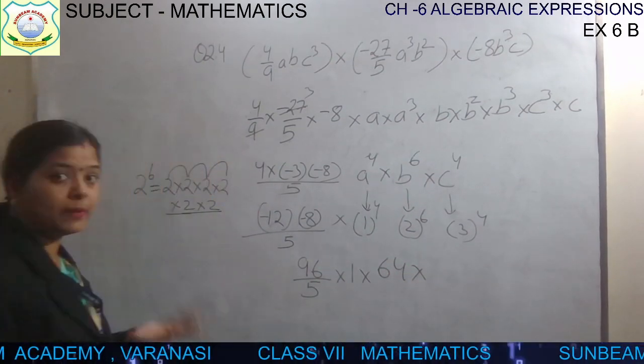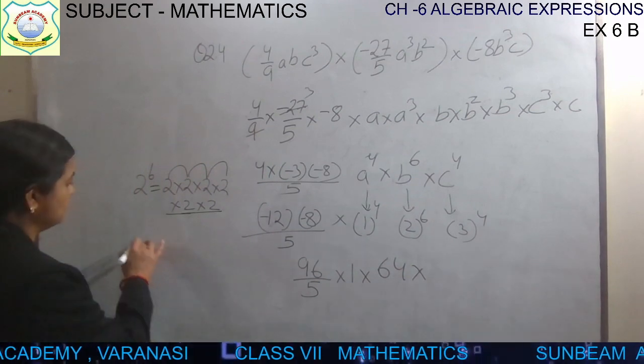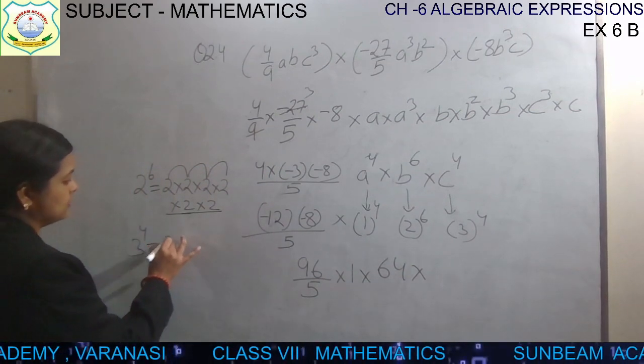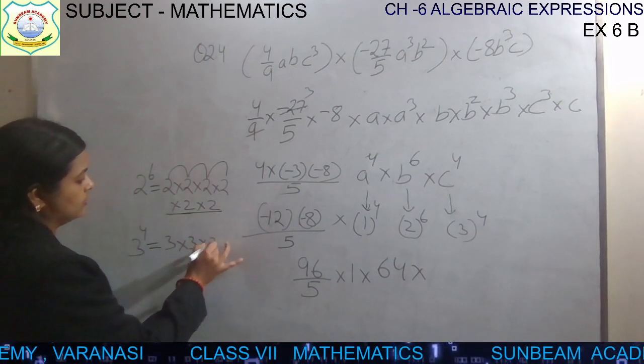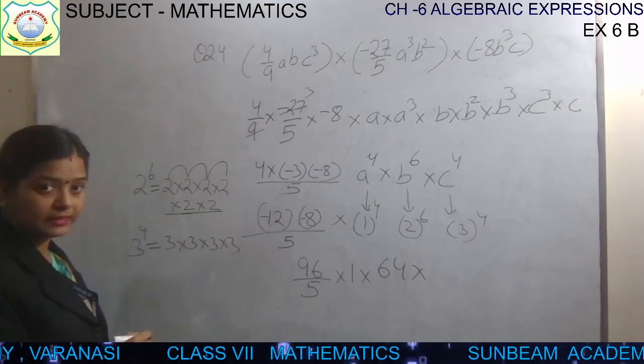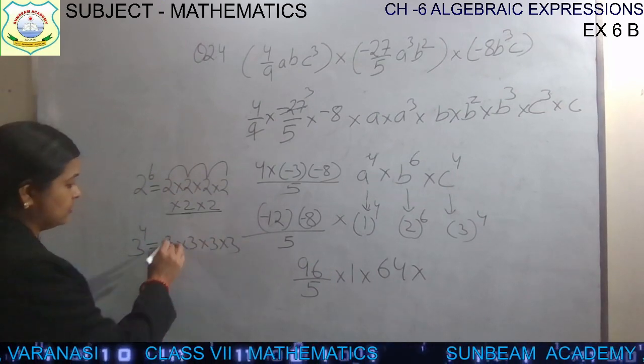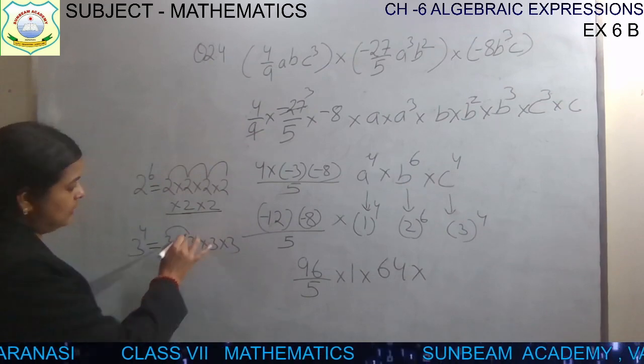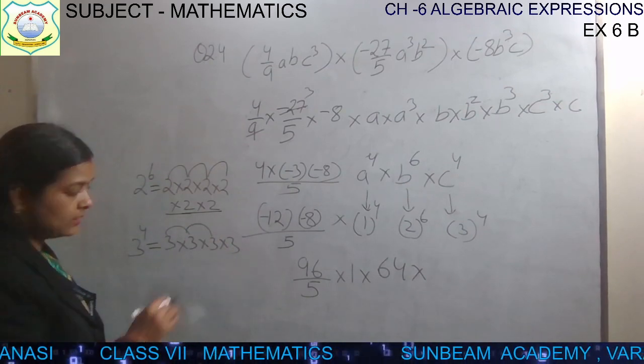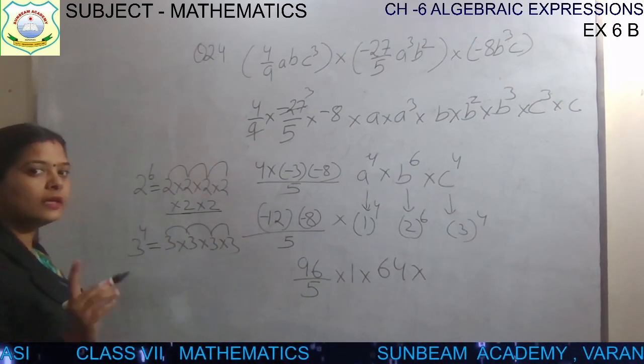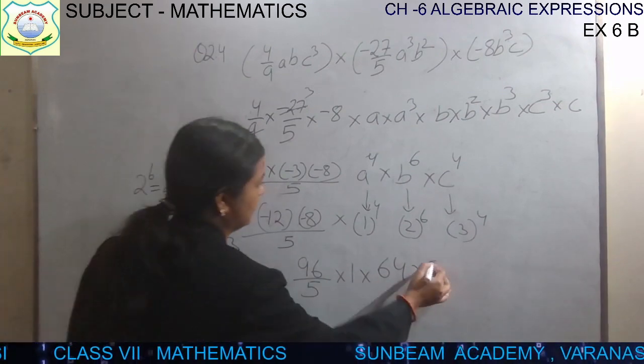And 3 to the power 4 is 81. How, children? 3 to the power 4 is 3 into 3 into 3 into 3. 4 times you will multiply 3. So 3 3s are 9. Okay. 9 3s are 27. And 27 3 times is 81. So you will write 81.